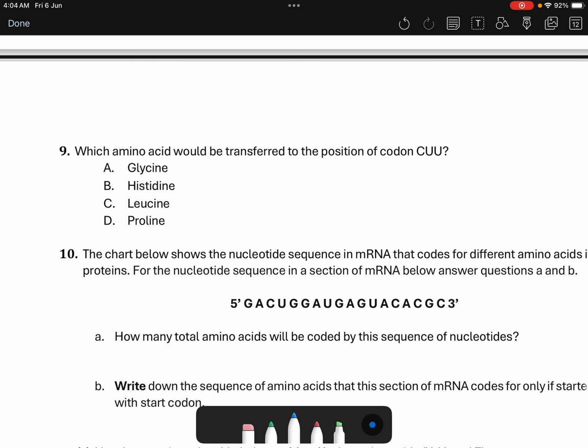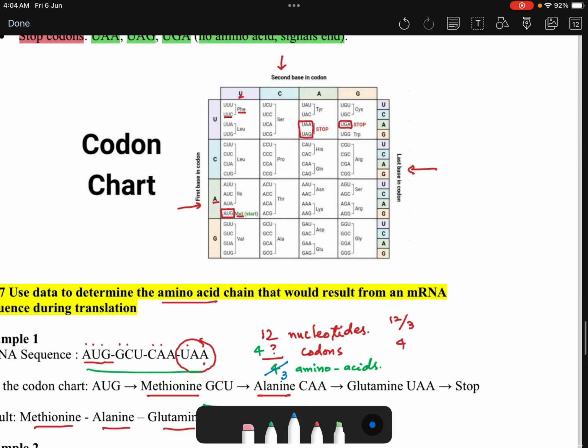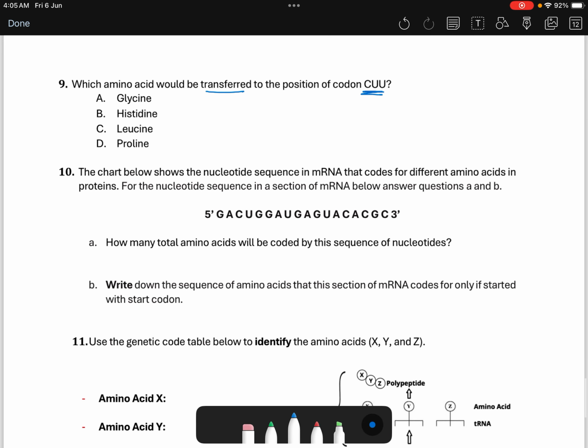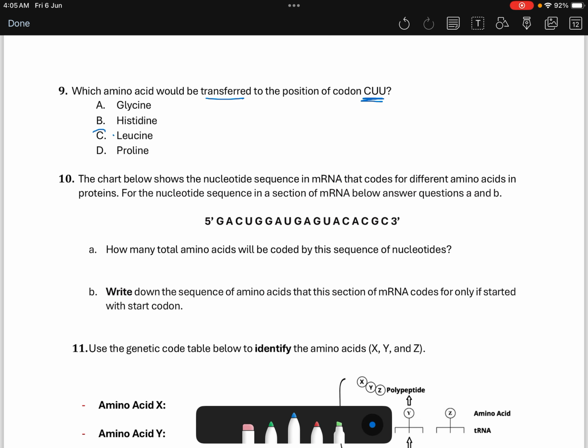Which amino acid would be transferred to the position of CUU? So you need to go to the table again. Here it is C, here it is U and U. So this is LEU. Okay, so we will go back to the answer. So LEU, it is leucine. Okay, moving to the next one.